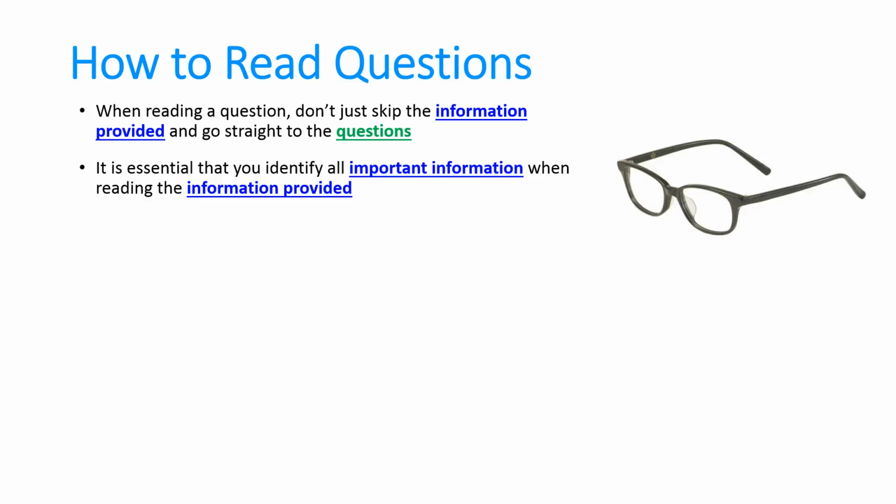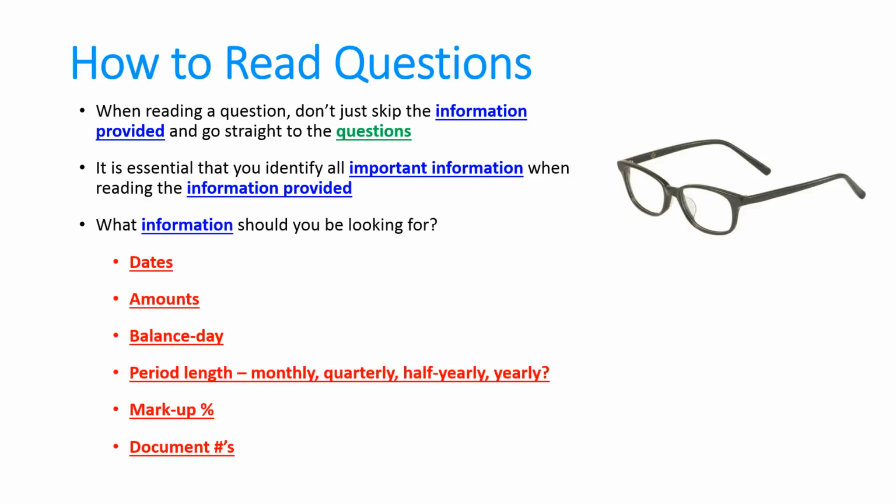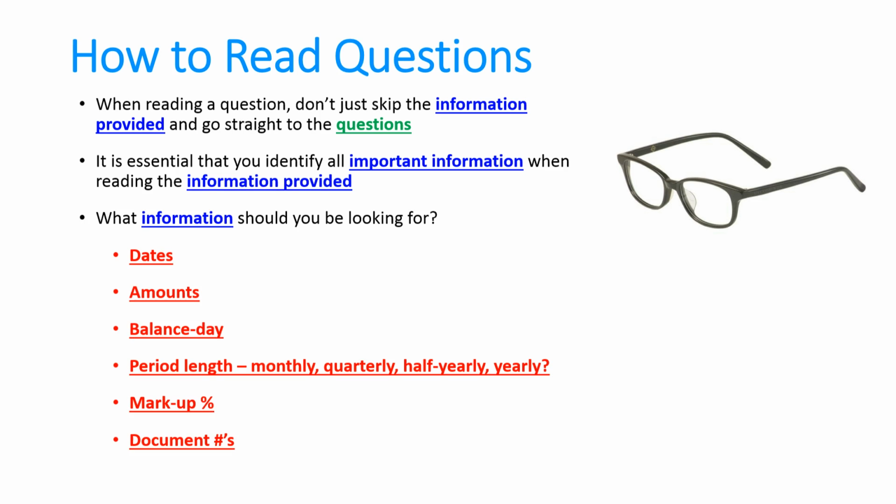So use a highlighter or underline it with a pen, put an asterisk or something. But what should we be looking for? We're looking for things like important dates, amounts, when's balance day, what's the period length, what's the markup percentage, any document numbers, any discount periods like credit terms and so on. There's a whole bunch of things that we need to be looking out for.